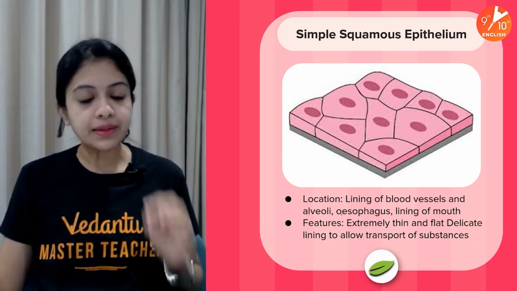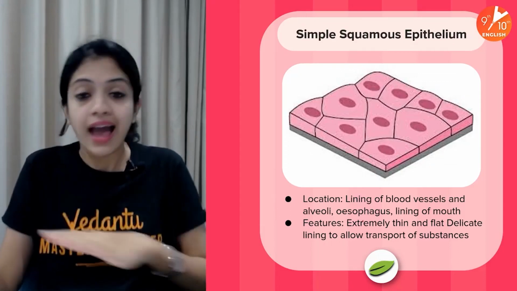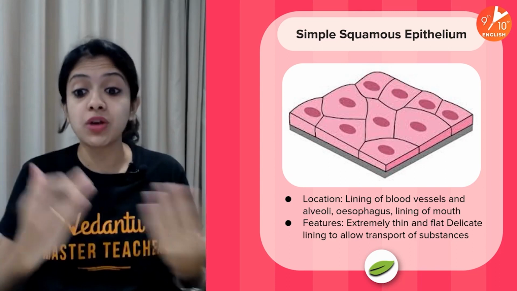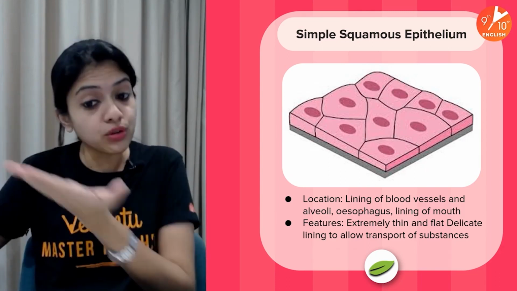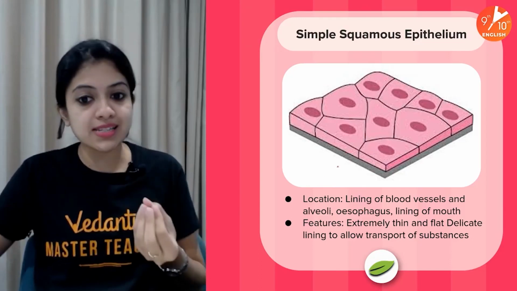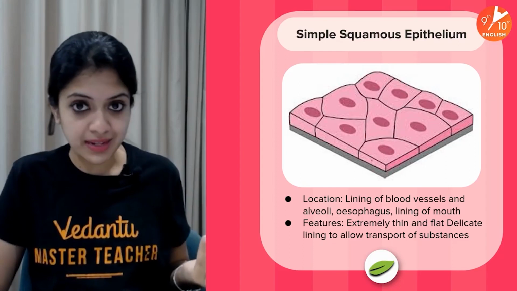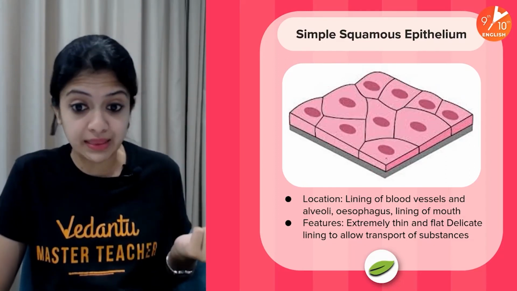Simple squamous epithelium is a kind of epithelium which is very thin, extremely thin and flat, delicate linings which allow the transport of substances. Basically, it is something that allows diffusion, simple diffusion of substances across itself. So if simple diffusion has to be permitted, which parts of your body do you think would have simple squamous epithelium?